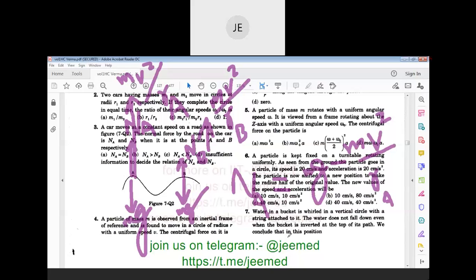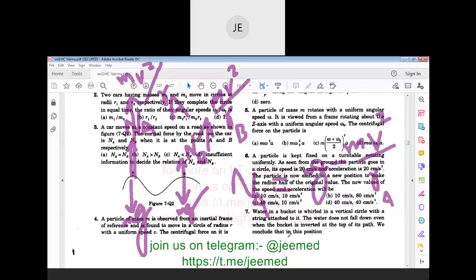Here is a very important point: this mv square by r we will take as a convention away from the center. This is actually the centrifugal force. Centrifugal and centripetal are both equal only, and as a convention we will say mv square by r acts outside, away from the center. So the answer is Na greater than Nb.